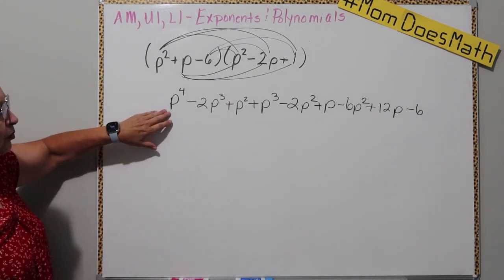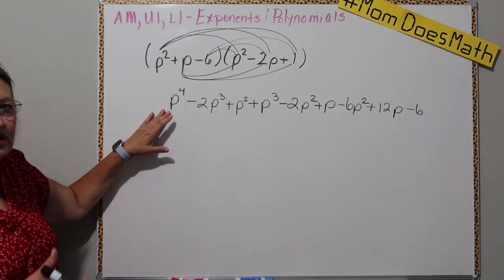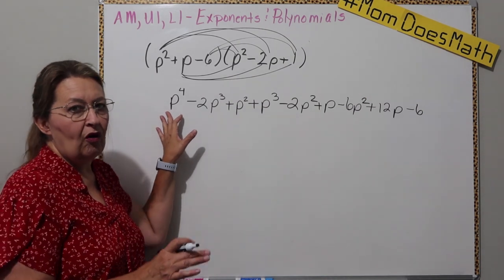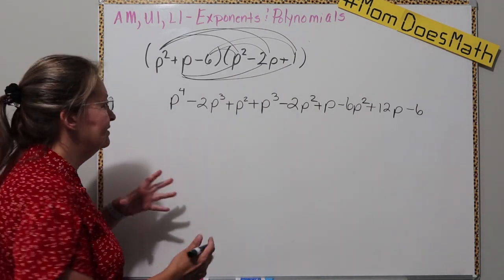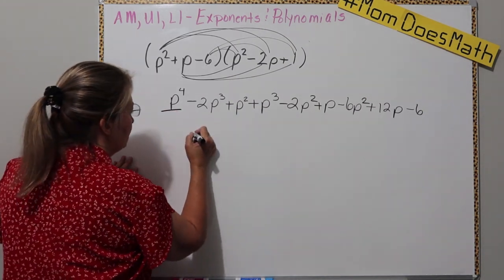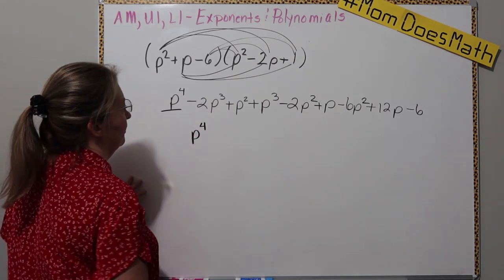Do I have any more P to the 4th terms? Because that's what you're using to match. The variable part with its exponent has to match exactly. Nothing else matches P to the 4th. So I can write it down.